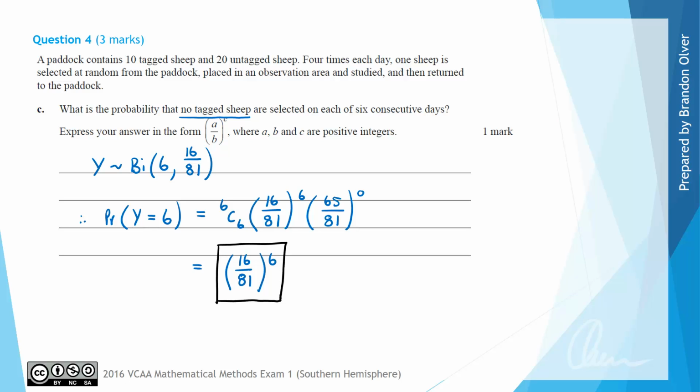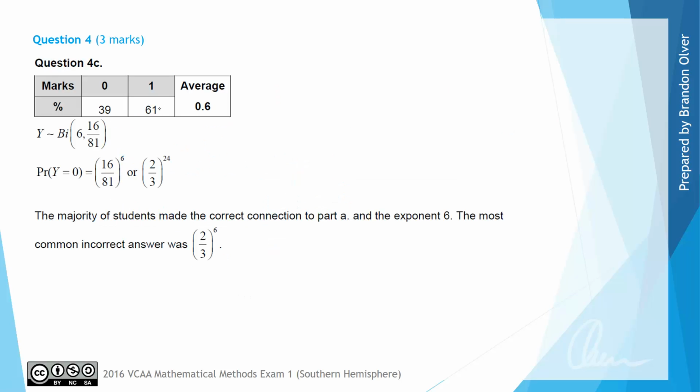So from the examiner's report we can see that 61% of students got this question correct, and that the majority of students made the correct connection between part A and the exponent of 6. So that was part A just raised to the power of 6. The most common incorrect answer was 2/3, which was the probability of getting an untagged sheep, to the power of 6. So that would have only selected 6 untagged sheep in a row rather than 4 untagged sheep 6 days in a row.